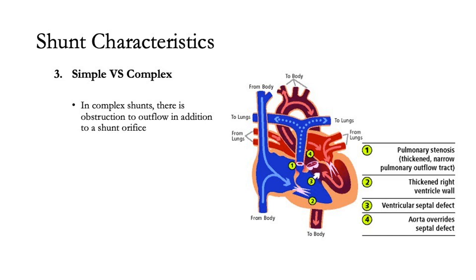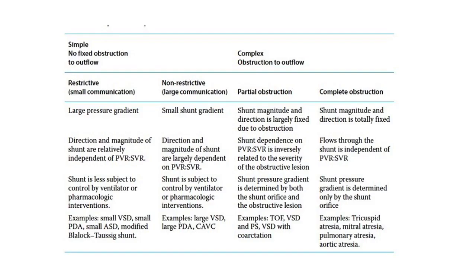There is a fixed component of right ventricular outflow obstruction secondary to infundibular, valvular and possibly supravalvular obstruction. A dynamic component of right ventricular obstruction is produced by spasm of the right ventricle infundibulum. These two components of right ventricular outflow obstruction produce a right to left shunt. A complex shunt can be further divided into partial and complete obstruction.